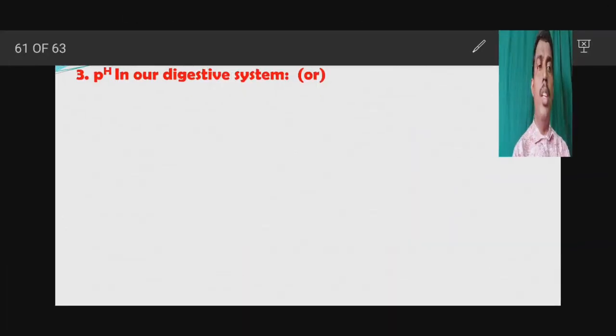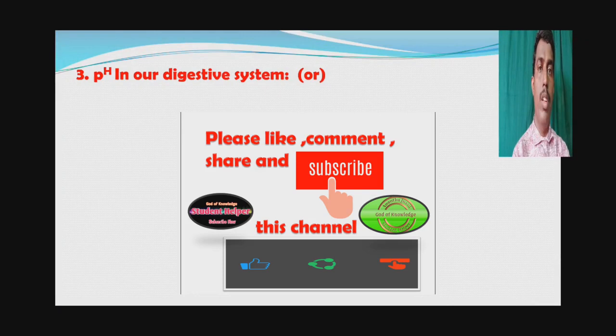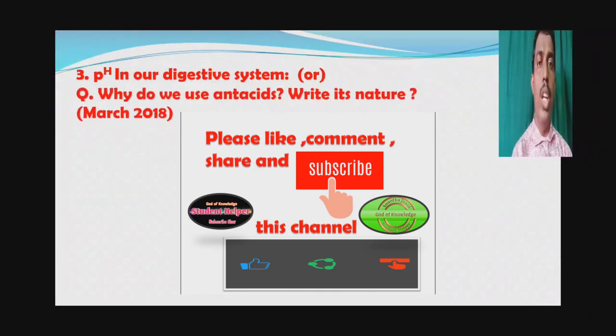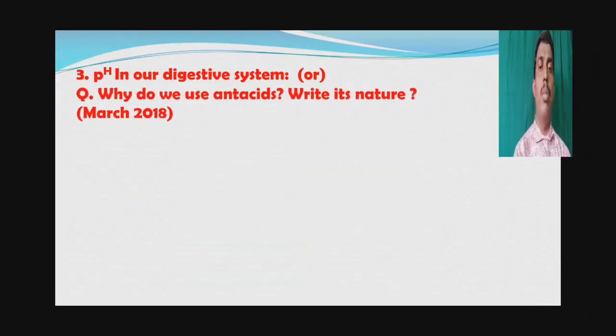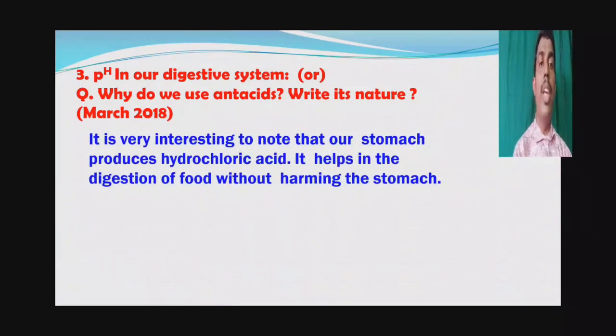pH in our digestive system. Here is one question given in the public examination March 2018. Why do we use antacids? Write their nature. It is very interesting to note that our stomach produces hydrochloric acid. It helps the digestion of food without harming the stomach.